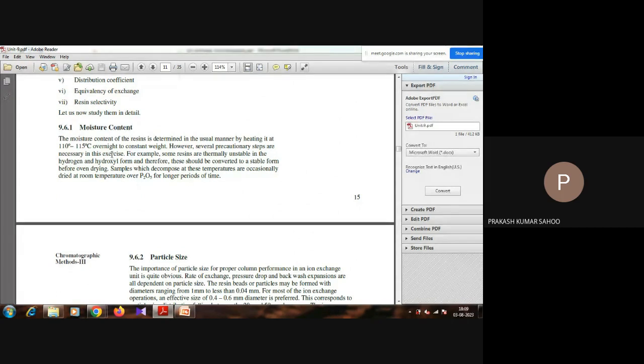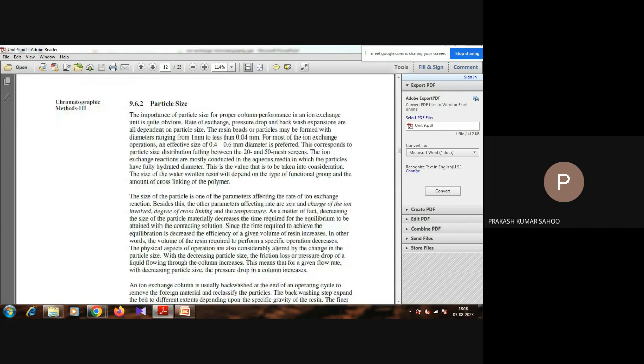We have to heat the resin at 110 to 115 degrees centigrade overnight to have a constant weight and to evaporate all the moisture that it contains. However, several precautionary steps should be exercised. So these things are very much common, that before using any resin for ion exchange chromatography, we should place it in an oven at around 110 to 120 degrees centigrade overnight to make it moisture free.